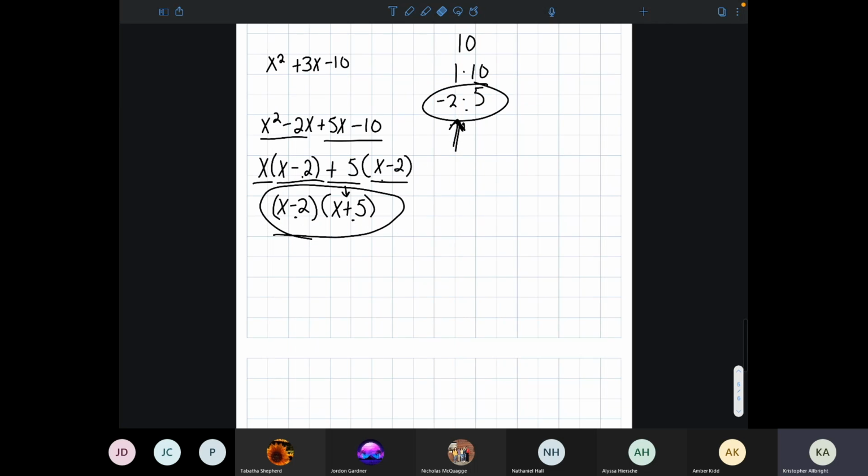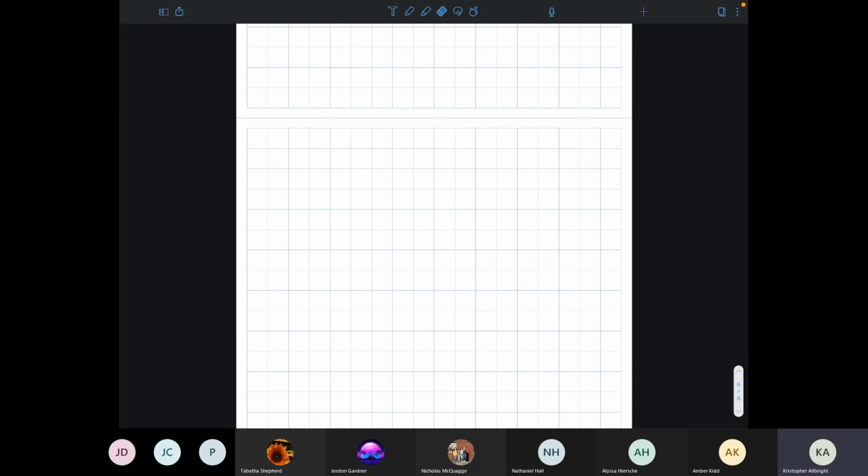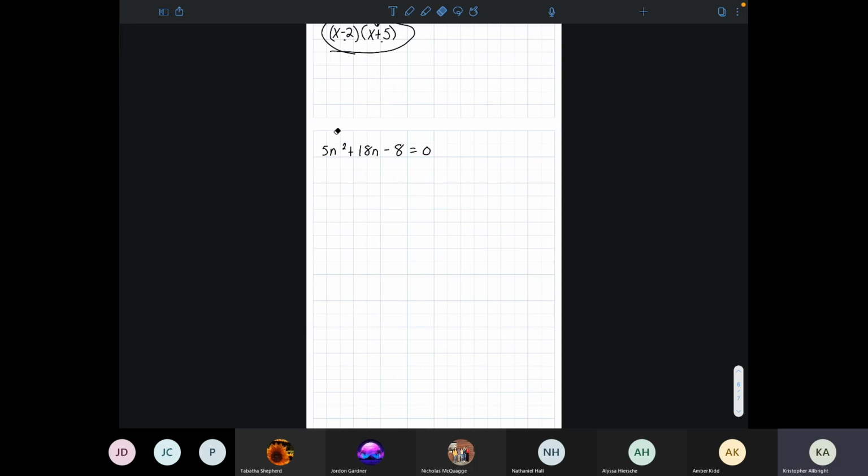So on number 5, we look at number 5 and we have 5n squared plus 18n minus 8 equals 0. This is a scenario that I was just talking about, where you can't just go directly to that step. You can only go to that step when this is 1. So this is clearly not 1 here.